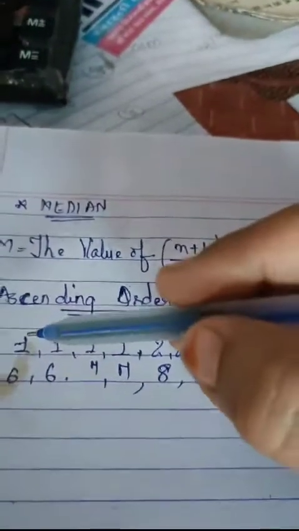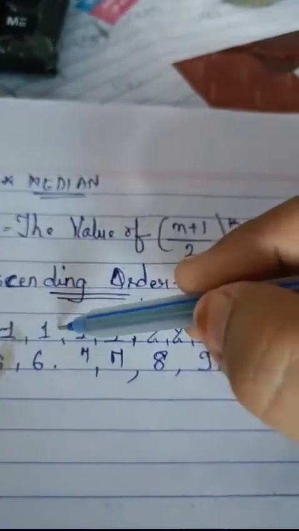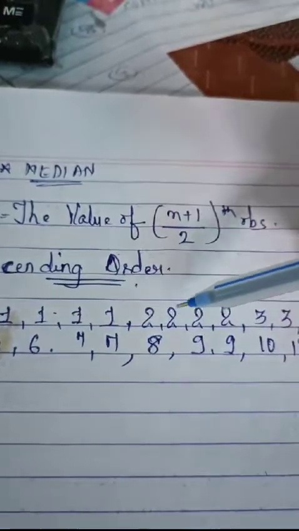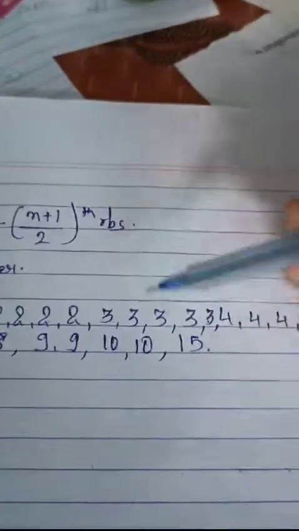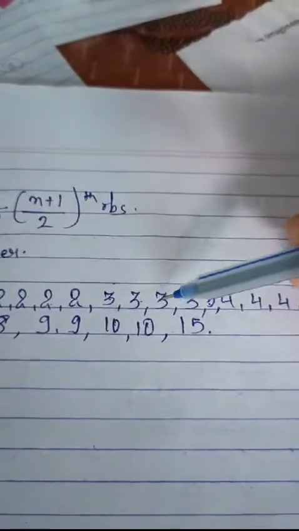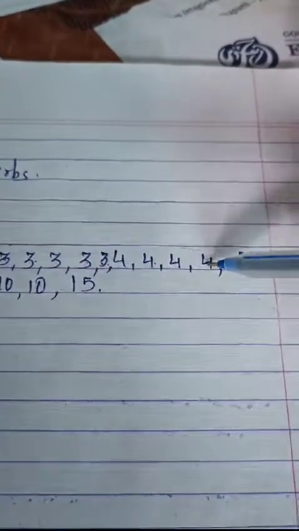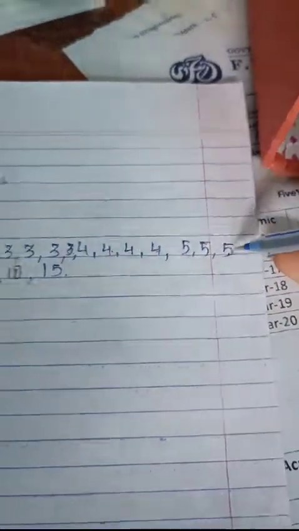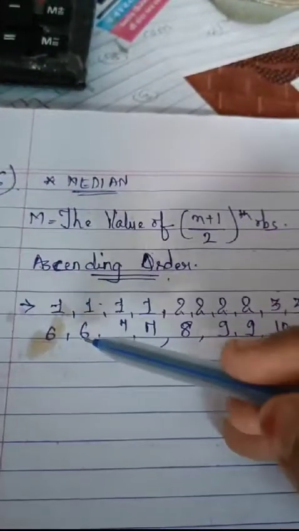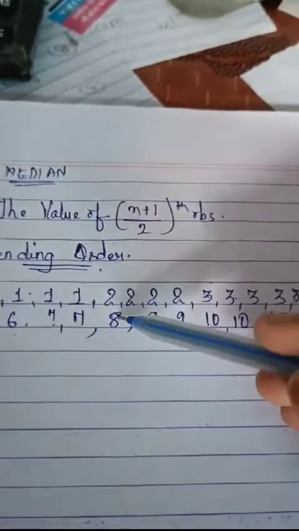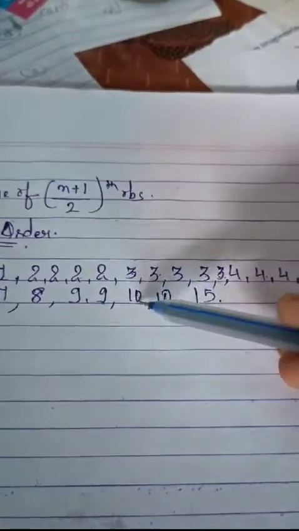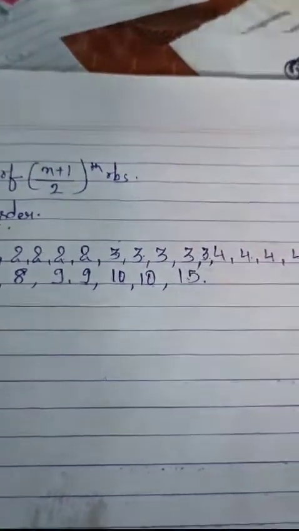Almost all the numbers we have taken. Now let's first count whether 30 numbers are existing there or not. 1, 2, 3, up to 30. 30 numbers are there. 30 numbers we have taken.